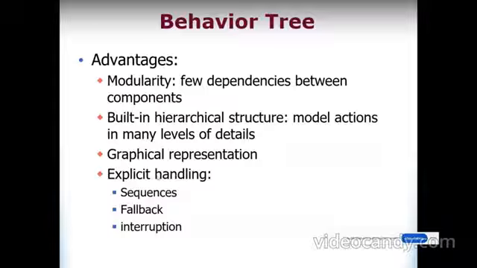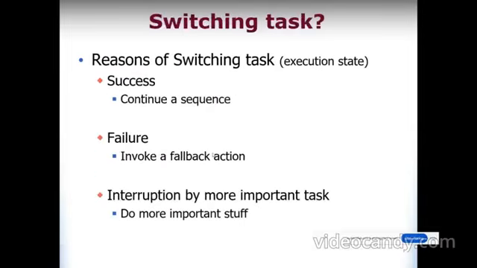Now, let's look at the basics of the behavior tree and how it handles things. It can handle things in a sequence, fallback, and interruption. We'll look at these three terms in a second, and you will have more flexibility in handling scenarios than with the finite state machine. So it will give you more power in modeling different behaviors of an NPC or agent.